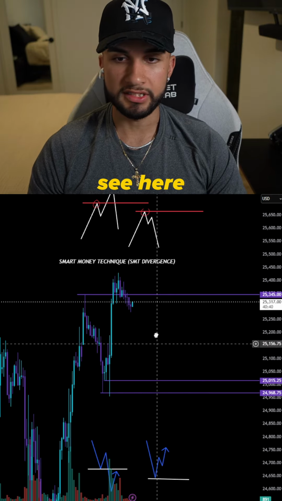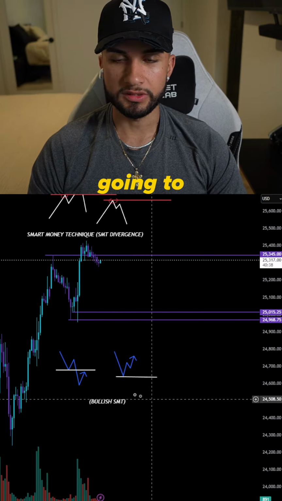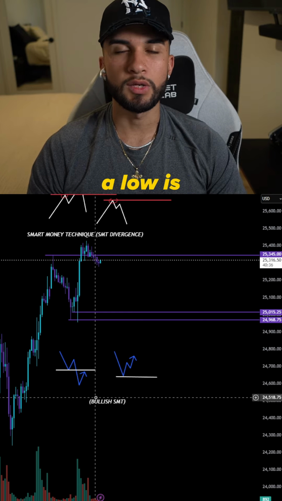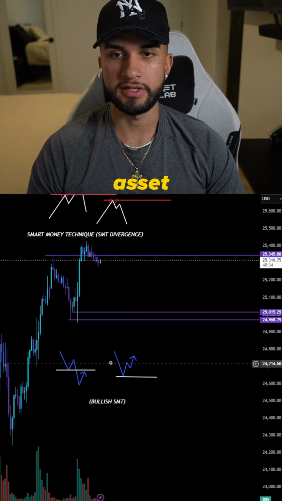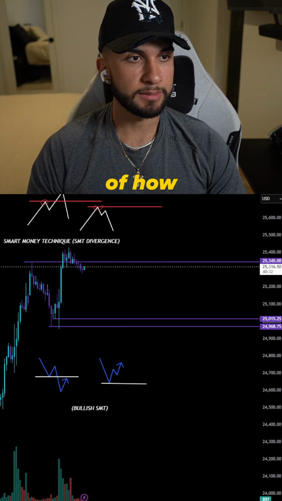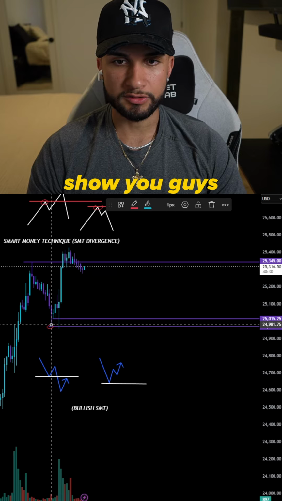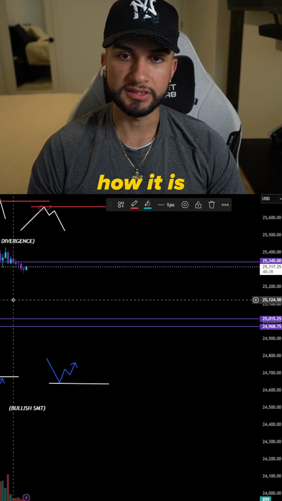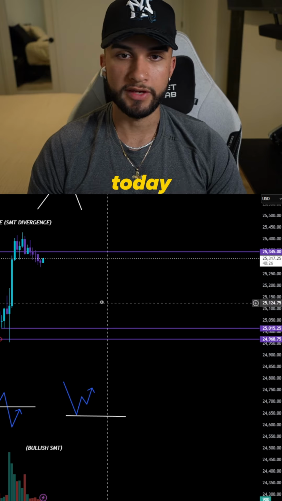As you guys can see here, a bullish SMT is going to be when a low is swept on one asset and when a low is not swept on another asset. Today is going to be a perfect example of how this was swept. What I'm going to do is I'm going to show you guys where I saw it, what my entries, and how it is that you could have utilized it to your advantage today.